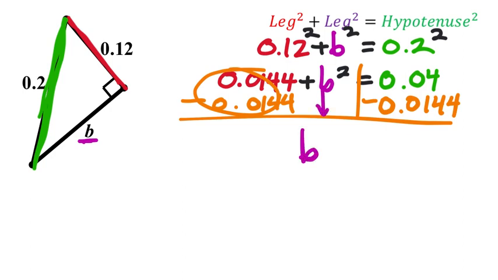We'll drop our b to the power of 2, which equals, let's put this in the calculator, 0.04 minus that stuff. I got 0.0256.